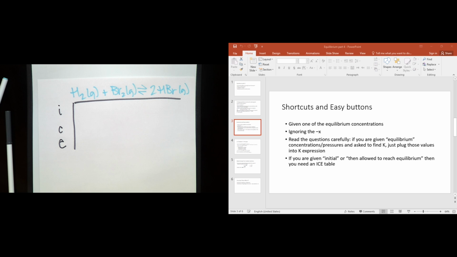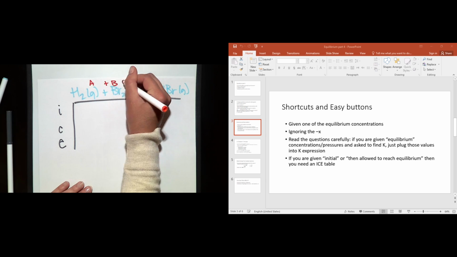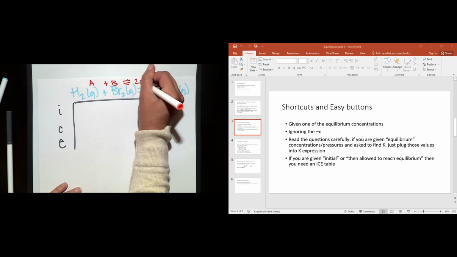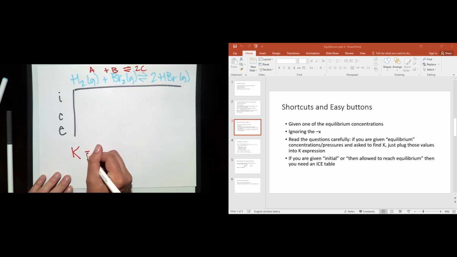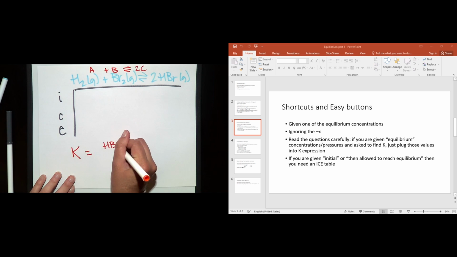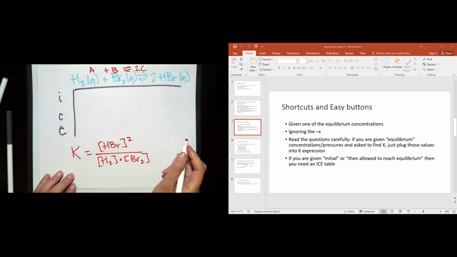Okay, so one of the shortcuts is if you have a very specific type of reaction where you have A plus B and the product is 2 times C, whatever that product is. What's really special about this is if you set up the K expression, you'll have something on the top that's squared, and you'll have those two reactants multiplied together on the bottom. Here's where this can get really easy.